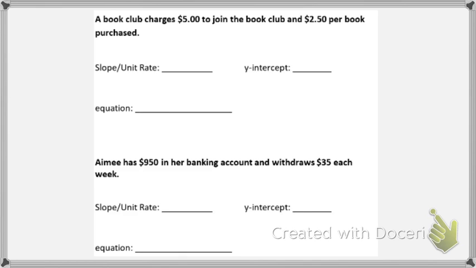Okay, so for the first question, it says a book club charges $5 to join the book club and $2.50 per book purchase. Okay, so the slope or the unit rate, let's go ahead and highlight the numbers we need. We got $5 to join the book club, and then $2.50 per book purchased. Okay, so we can see that right here the per book purchase is going to be our rate, which is also our slope. Okay, so we can put $2.50 for our slope and unit rate.